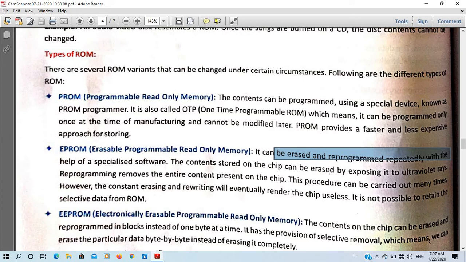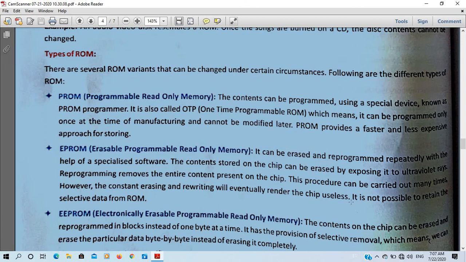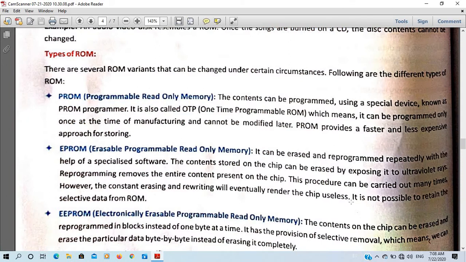The content stored on the chip can be erased by exposing it to ultraviolet rays. Reprogramming removes the entire content present on the chip. This procedure can be carried out many times. However, the constant erasing and rewriting will eventually render the chip useless. Okay, so if you are erasing and programming many times, it may harm your ROM and it becomes useless.